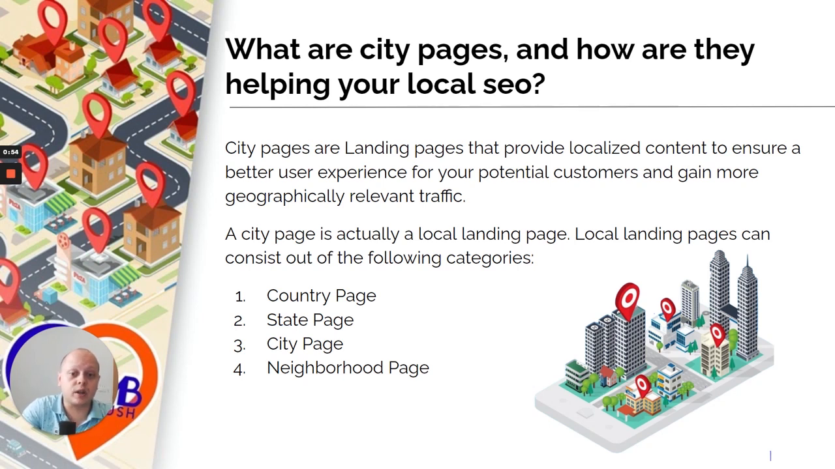A city page is actually a local landing page. And a local landing page can consist of different categories. For example, it can be a country page, they can be divided into state pages, they can be divided into city pages, and they even go as far as neighborhood pages. Neighborhood pages you don't see too often, but if you have a certain service-industry-based business, like a plumber for example, you can have neighborhood related pages.